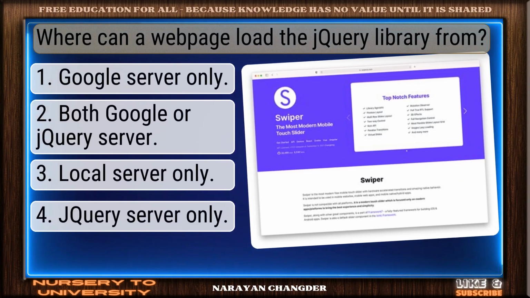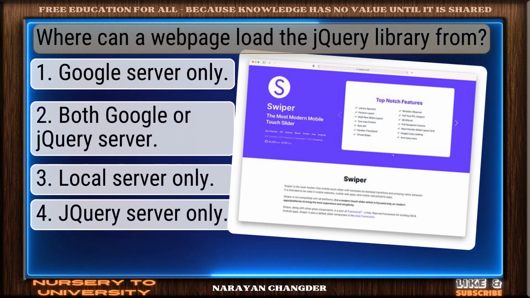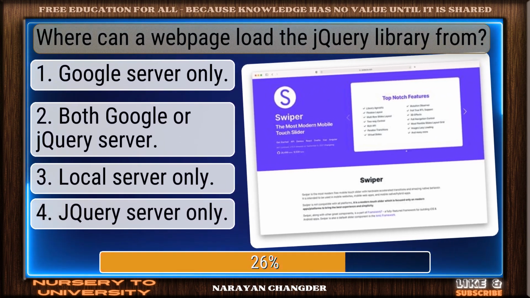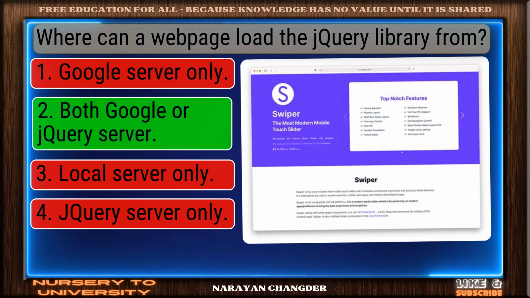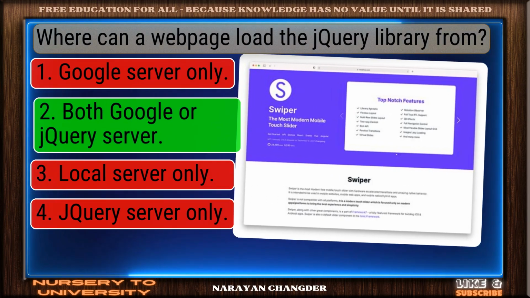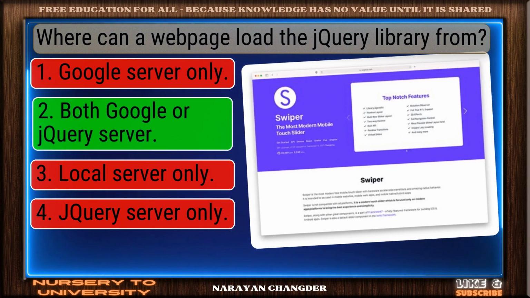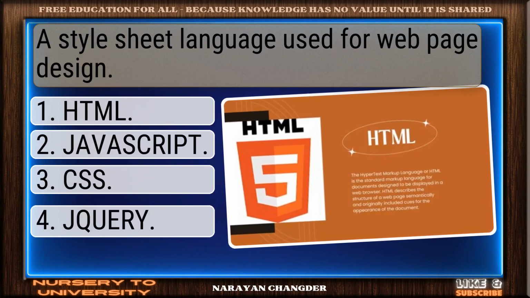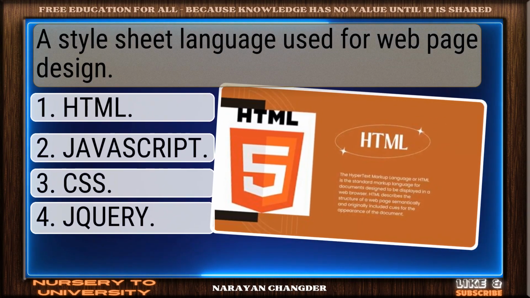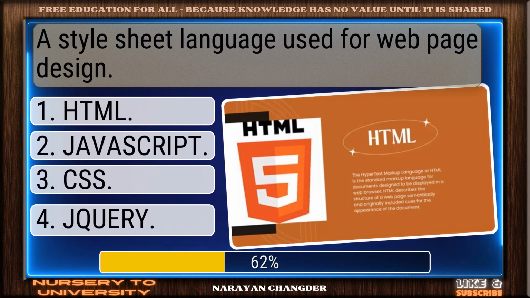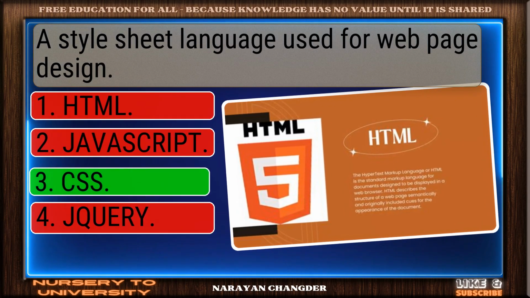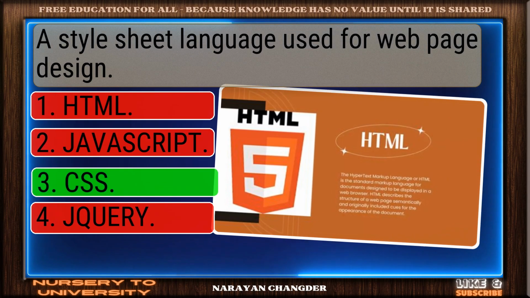Question number 42. Where can a web page load the jQuery library from? Smart move. Both Google or jQuery server is an accurate answer. Question number 43. A style sheet language used for web page design. Right choice. CSS is the best answer.